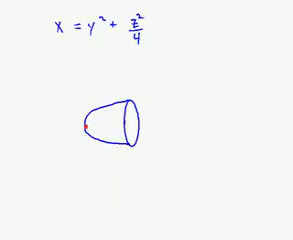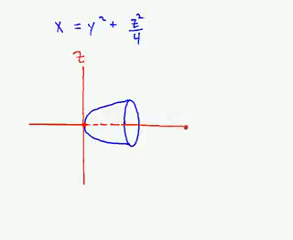Now, if I want to go ahead and put in the axes, I can do that. I know that it goes through 0, 0, 0 because 0, 0, 0 satisfies the equation. So there's my origin. There's my z-axis. Running left to right is my x-axis. That's my positive x-axis running to the right.